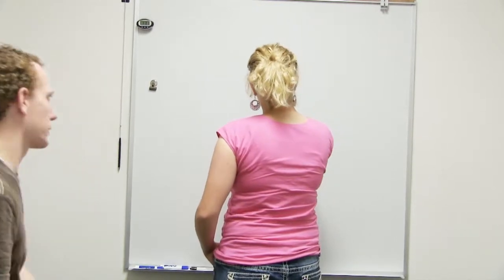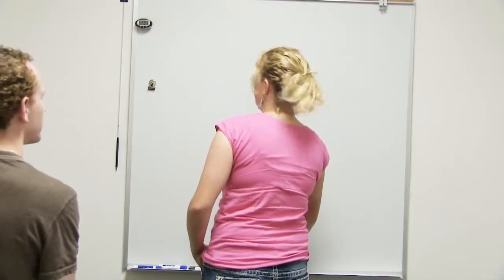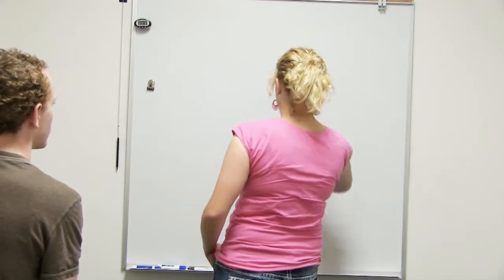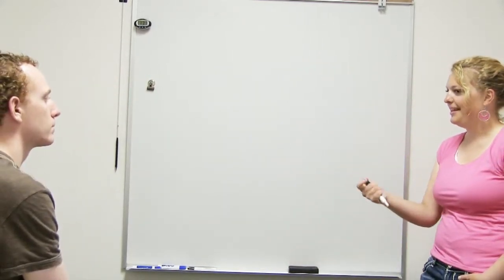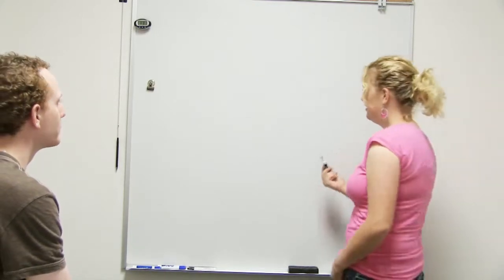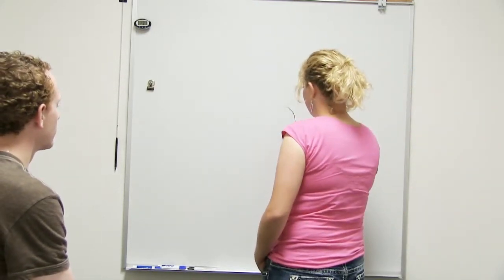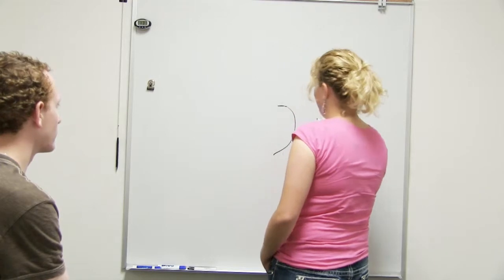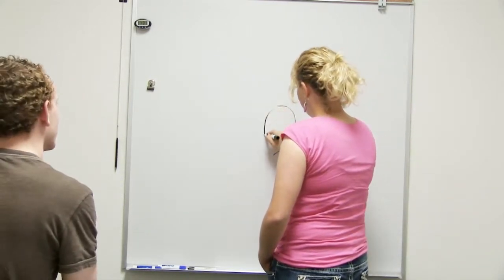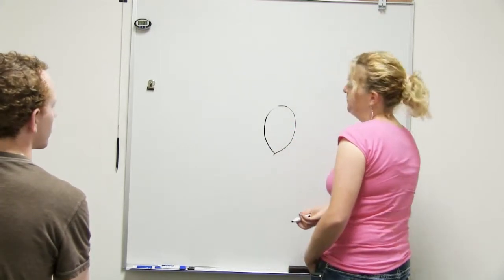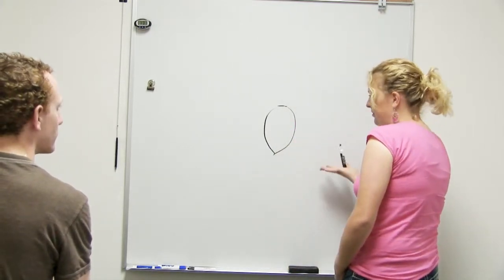So what are you teaching me? I'm teaching you about refraction of light. Okay, cool. I'm not going to teach this like a professor by any means, but I'll give you the basics. So this is a convex lens. This is actually a biconvex lens, and this is how eyes are usually shaped.